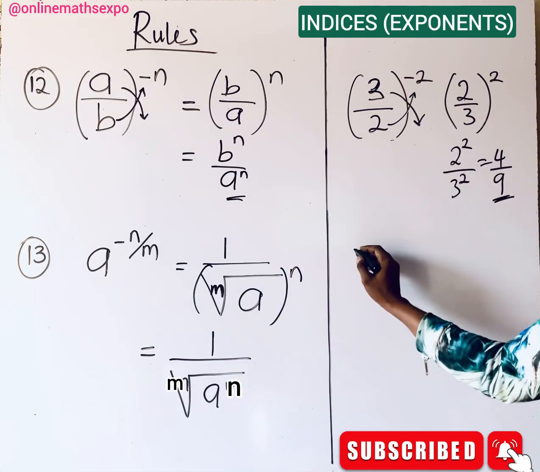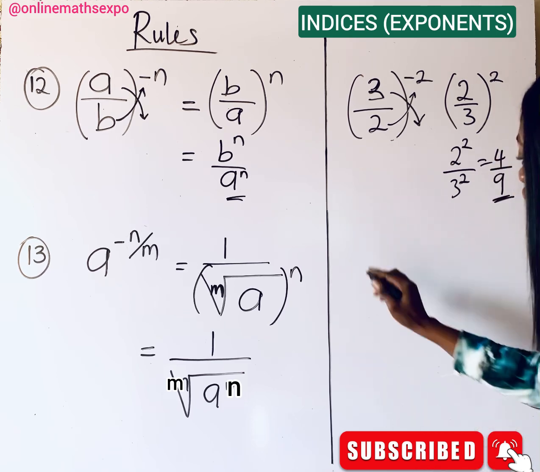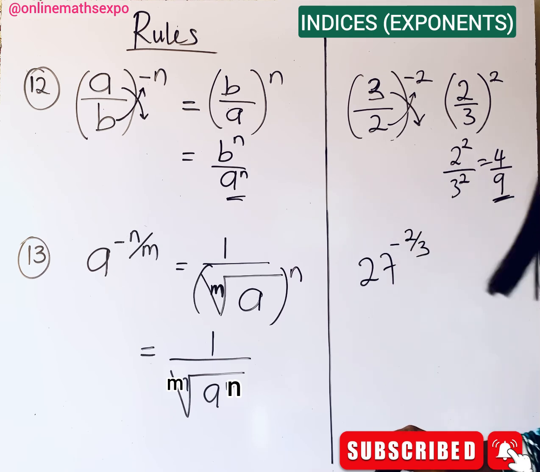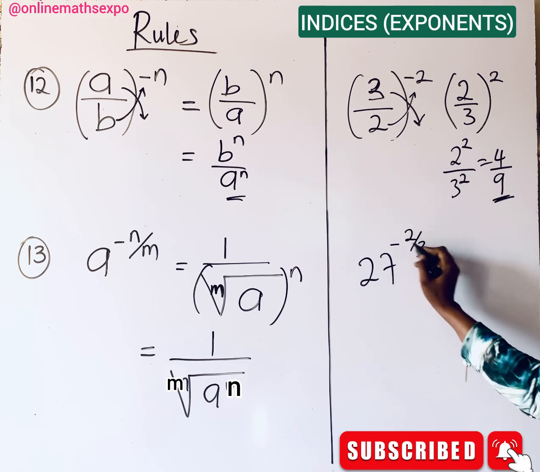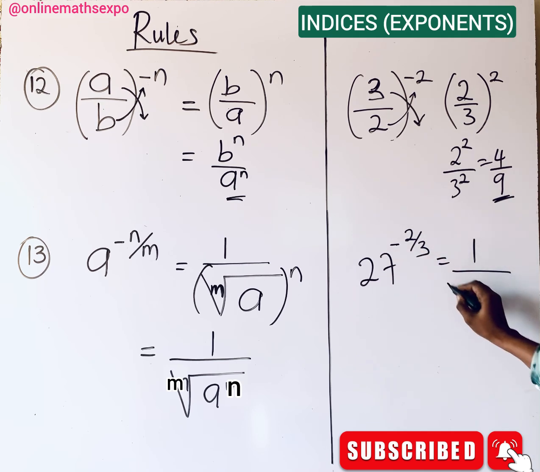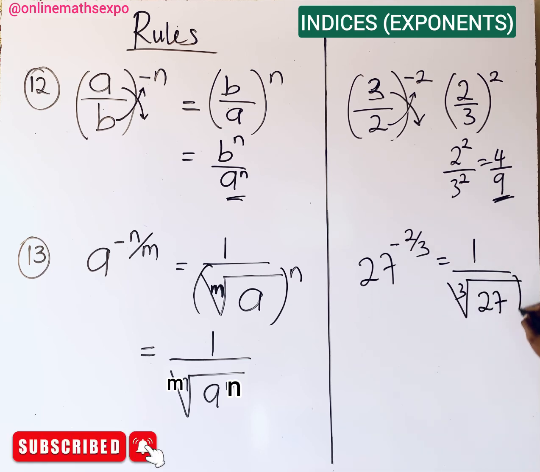Supposing we have, let's still use 27 to the power of negative 2 over 3. What do you do? First of all, remove the negative, it becomes 1 over. Use this to form the root. This will be inside, and then raise it to the power of 2. I hope you've seen that.